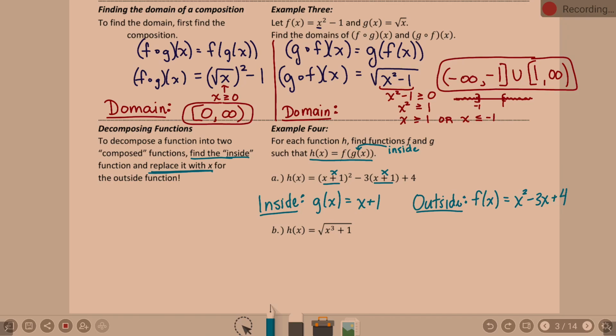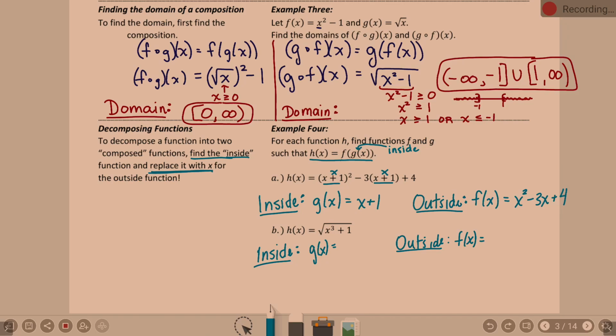Okay, let's try B. Again, it's h of x. We're trying to find g of x, which is on the inside. And once you find g of x, you're going to find f of x, which represents the outside. Now, I'll be honest, I do have 2 different options for this one written in my notes. I know which one I personally see and prefer, but, you know.